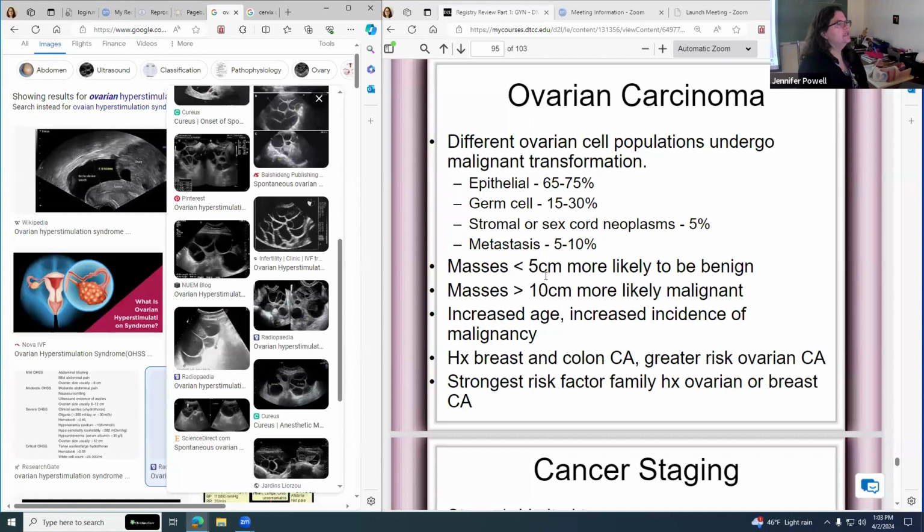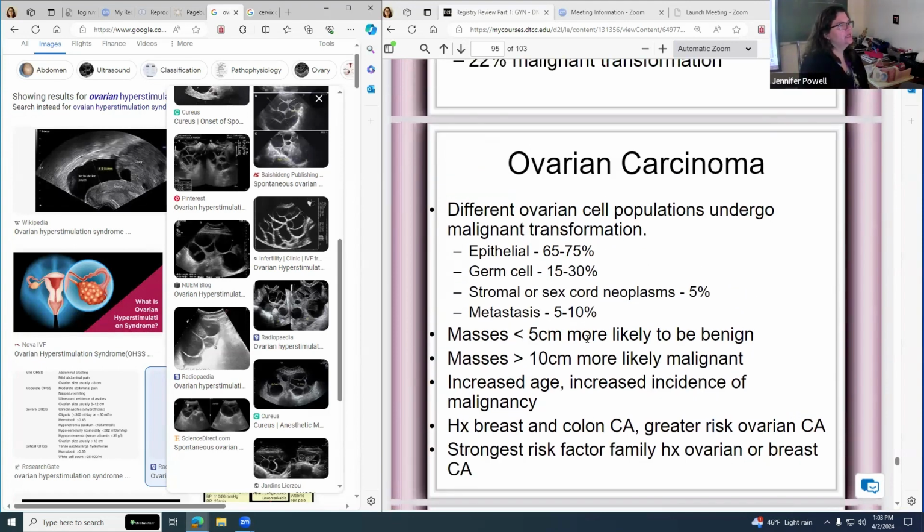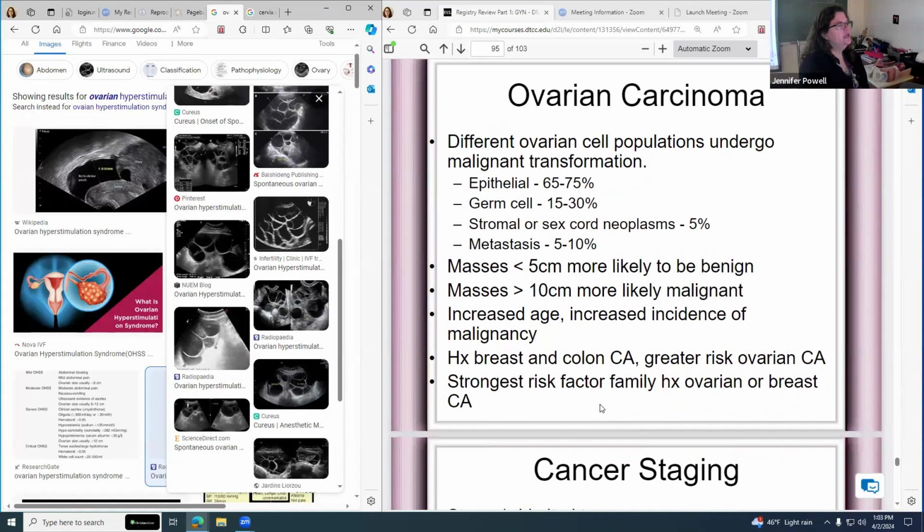Masses less than 5 centimeters are likely to be benign. Masses greater than 10 centimeters are likely to be malignant. And I suppose that in between, they all need more follow-up, but I guess that's a gray area when it's between 5 and 10 centimeters. Increased age equals an increased incidence of malignancy. History of breast and colon cancer gives you a greater risk of ovarian cancer, and the strongest risk factor is a family history of ovarian and breast cancer.